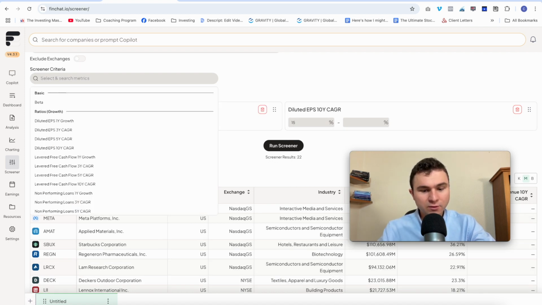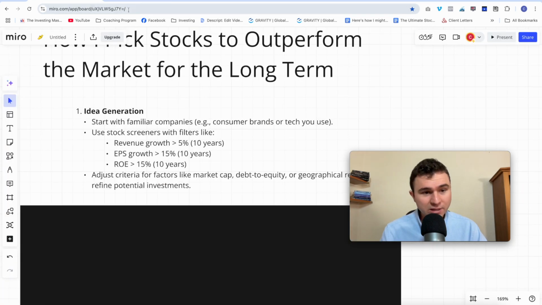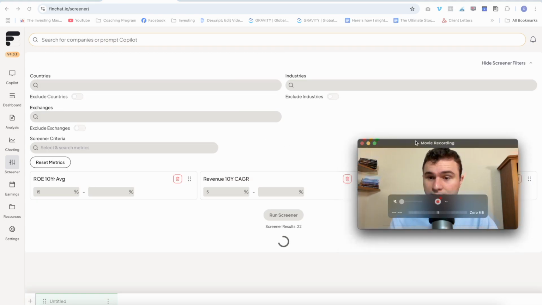And you want return on equity. You can use return on equity, return on investment, return on invested capital, return on capital employed, anything. You want it to be, what did I say, 15%. You can use 15, 20, it doesn't matter. Okay, you click on Run Screener.